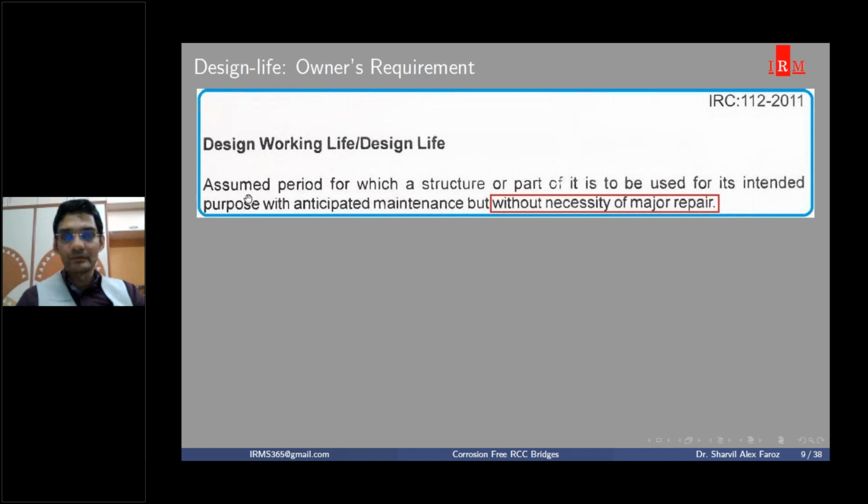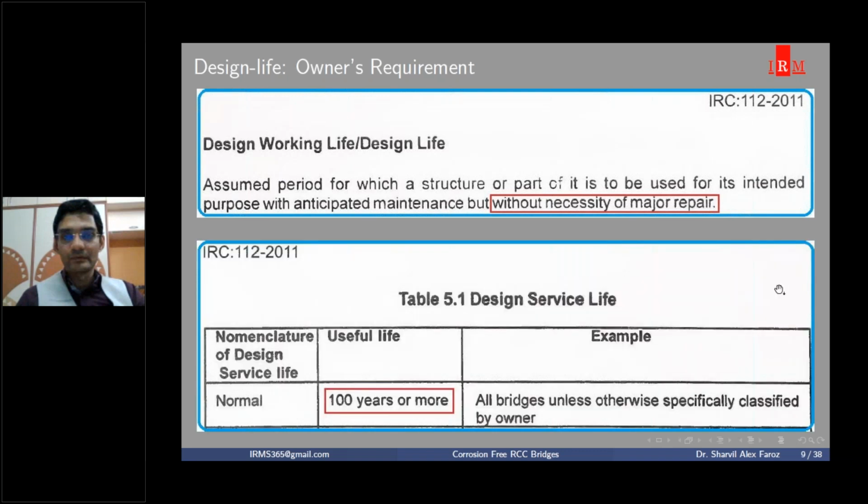I'll read out to you what it says. What is the design life? It is the period for which a structure or part of it is to be used for its intended purpose with anticipated maintenance, but without necessity of major repairs. If you focus here, it says that the bridges should be without necessity of major repairs. There should be no major repairs throughout the design service life, throughout its full service life. And the IRC code says the life should be 100 years or more. So when we combine these two, what we understand is that all the bridges that we are making should remain free of any major repairs for 100 years.